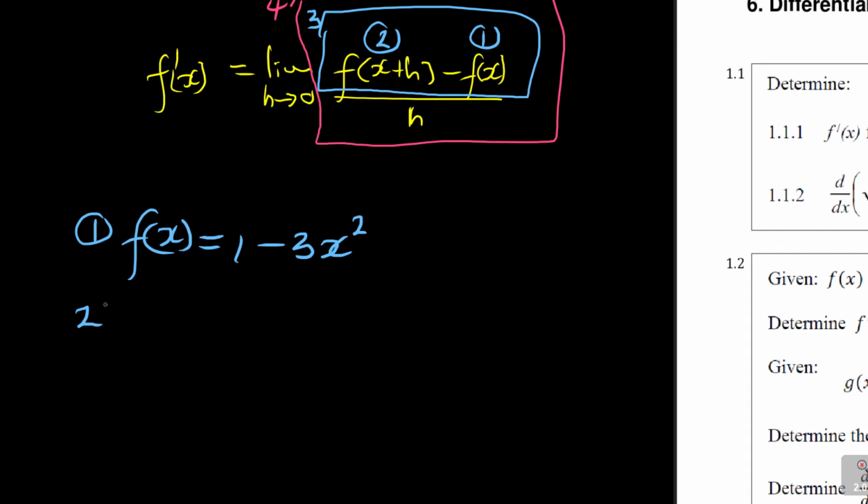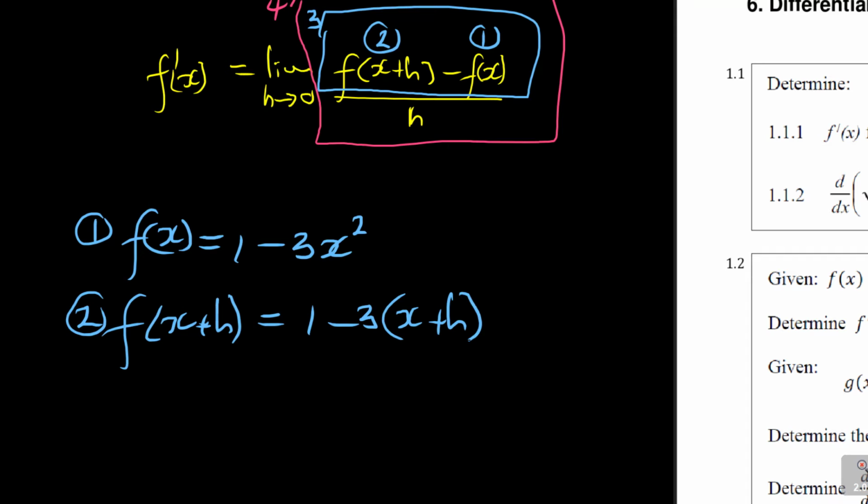Alright, number 2, we find f of x plus h, which is equal to 1 minus 3. Because of that square, we put it like this: (x plus h) squared. It is better to automatically say x plus h. If you do that, you will avoid the error of saying x squared plus h squared. Be careful of that 3.